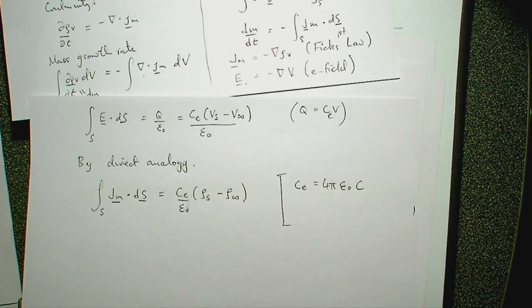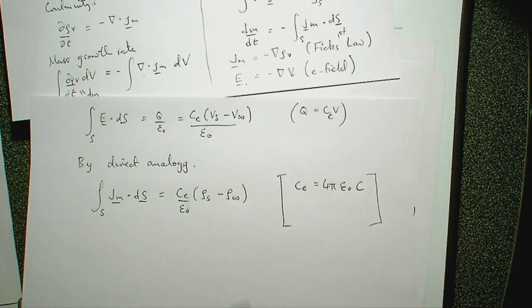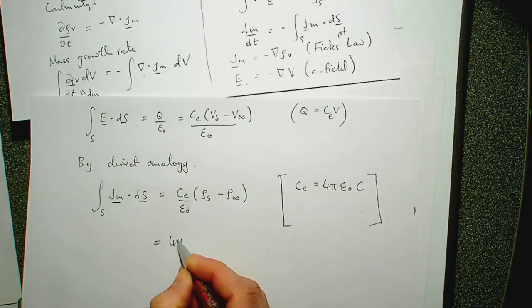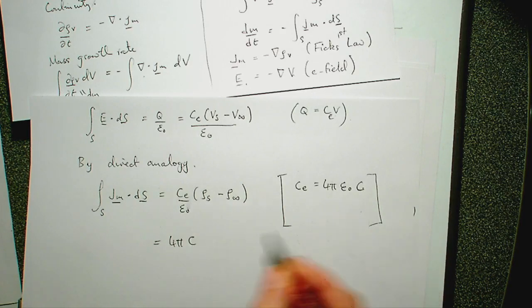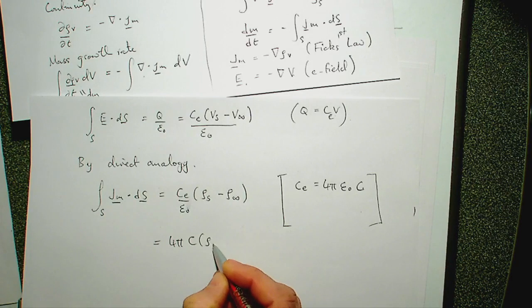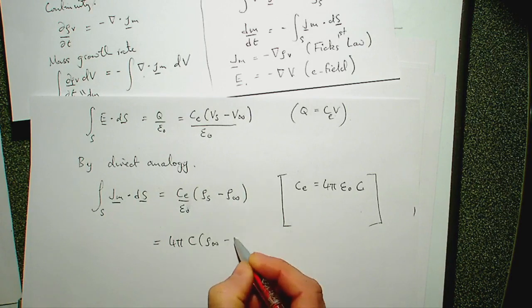It's just a way of getting rid of the permittivity of free space, epsilon naught, because we're not talking about electric fields and electrical scalar potentials. So we don't actually need to consider the permittivity of free space. I may as well get rid of it. If I make that substitution, then I can write that the right-hand side is 4 pi C, this capacitance that I've just defined here, times rho infinity minus rho S.